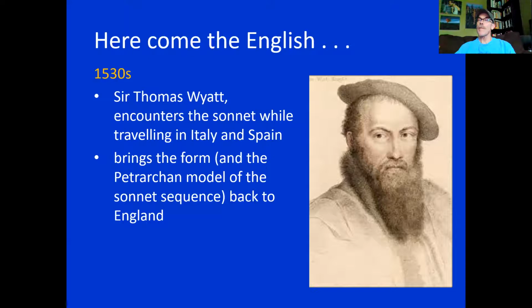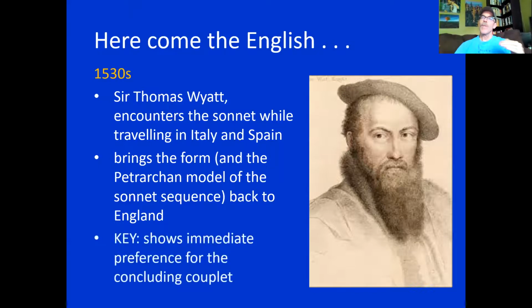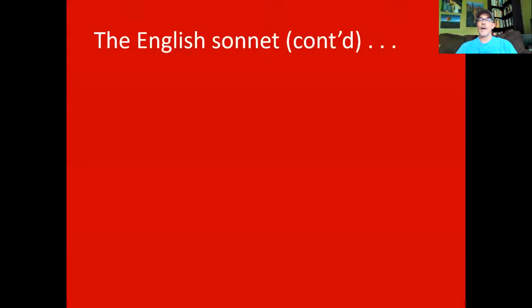So he brings back the basic form, the Petrarchan model of the sonnet sequence. Petrarch has all these sonnets that are related thematically, and Wyatt brings that back to England. What Wyatt ends up doing is adjusting the form, as artists often do, and showing a preference for the couplet. So he's ending with two rhymed lines.